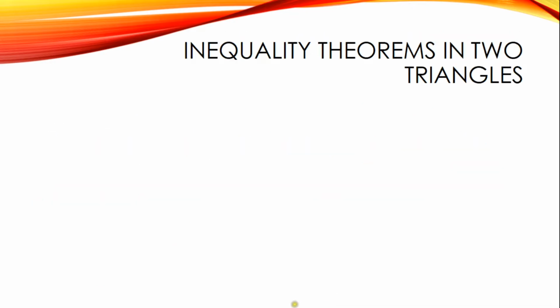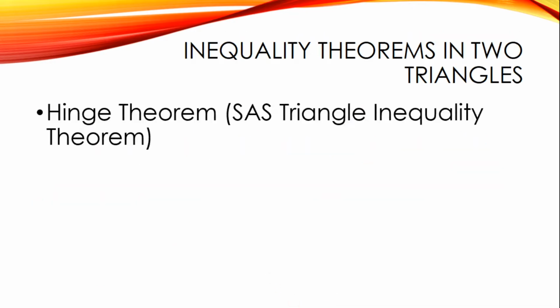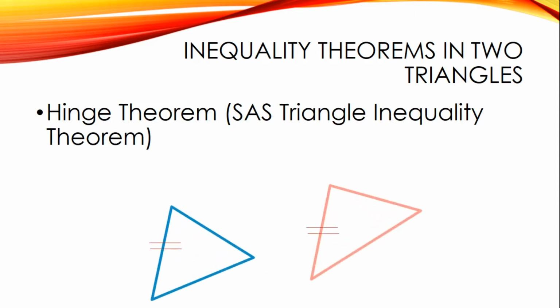We have also inequality theorems in two triangles. The hinge theorem, which states that if two sides of a triangle are congruent to the two sides of another triangle, but the included angle of the first triangle is larger than the included angle of the second triangle, then the third side of the first triangle is longer than the third side of the second triangle.